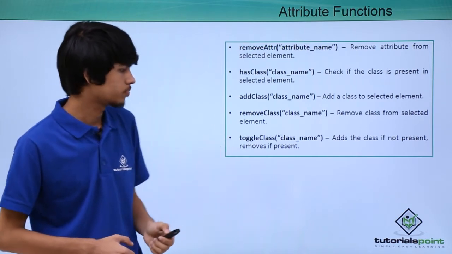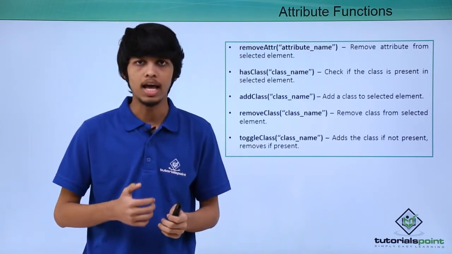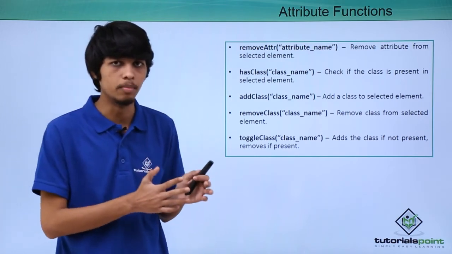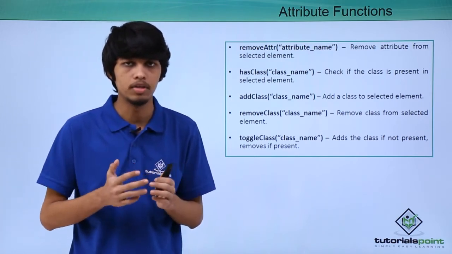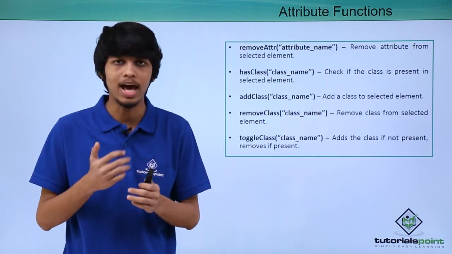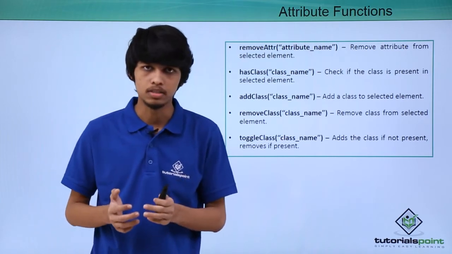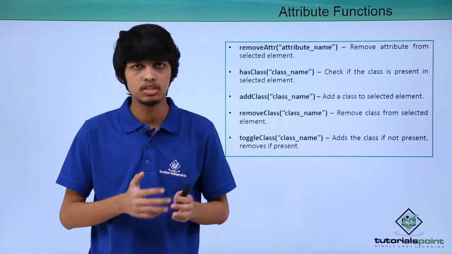Next is toggleClass. Using toggleClass, we can add a class and remove a class, but it works like this: if a class is present on an element, it will remove the class, but if it is not present on that element, it will add the class. So toggleClass adds the class if not present and it removes the class if it is present.